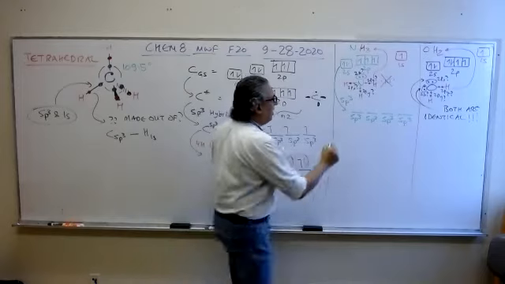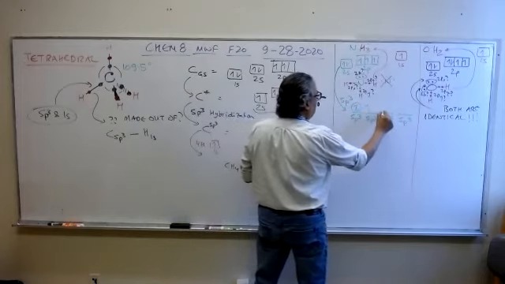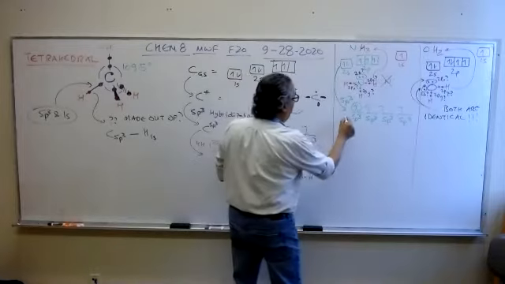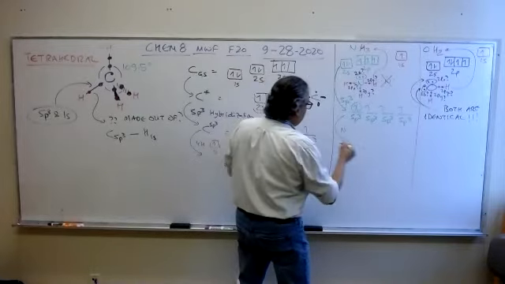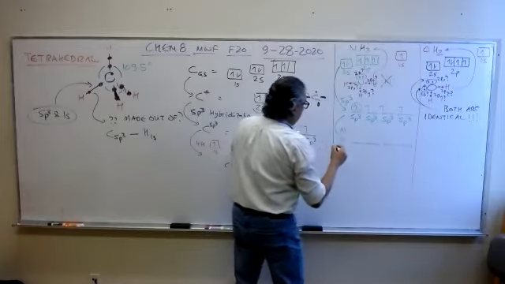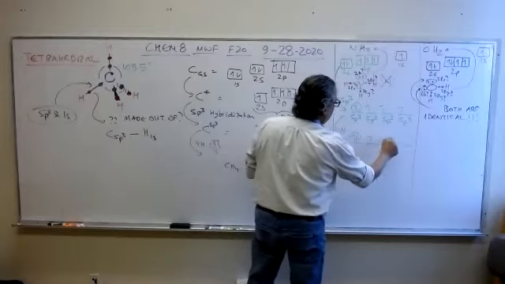sp3 orbitals. This is a lone pair. This is single, and this is single. And in the real molecule, when it makes NH3, it looks like this.